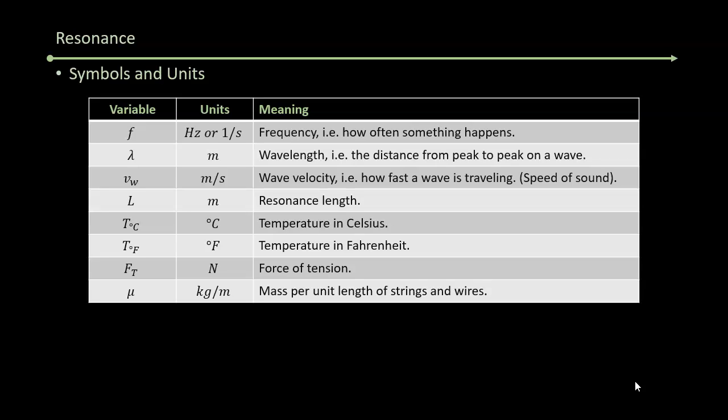And so we're going to have the formula for converting from Fahrenheit to Celsius, which I'm sure all of you remember. We're also going to introduce force. The tension in a string is the force we're going to be looking at. So F sub T, the units of force are newtons. And we're going to be introducing the mass per unit length for strings and wires. Mass per unit length is just the mass of a wire divided by its length.